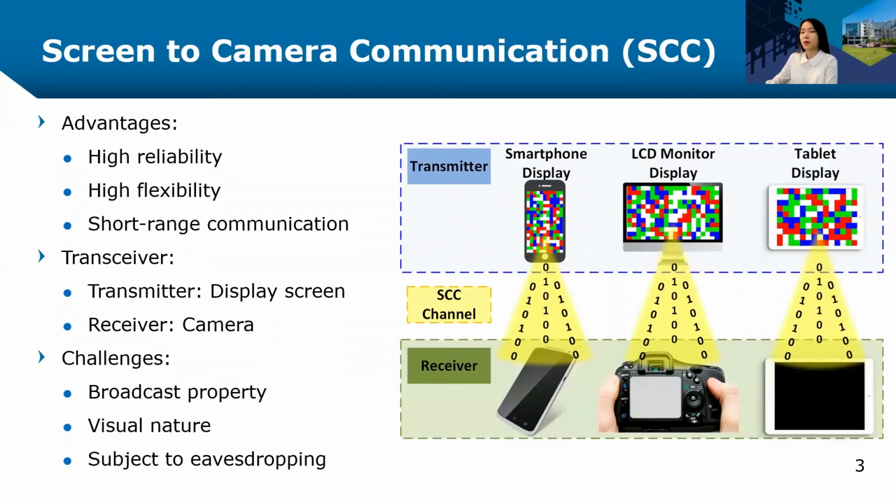Screen-to-camera communication can provide high reliability and high flexibility short-range communication services. SCC systems encode database into images and then display the images on a smartphone or laptop screen. At the receiver side, the user will use a camera to record the images and then decode the data blocks.